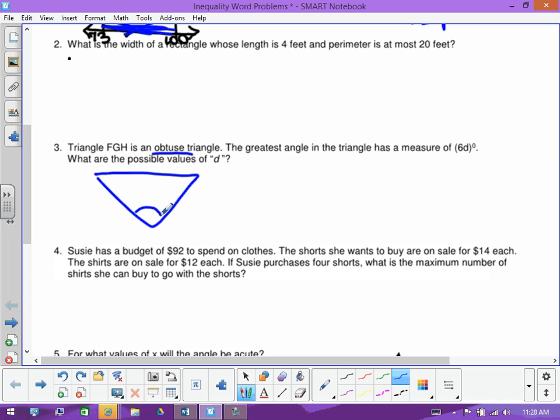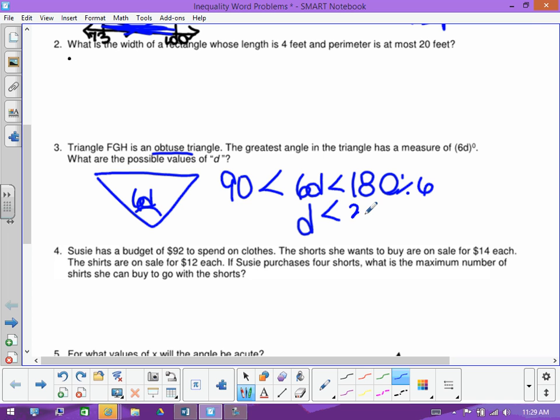So it says the greatest angle in here has a measure of 6D. So from what we just said, 6D has to be between 90 and 180, because that's what obtuse means. Okay, so the whole angle, 6D, has to be between those. Well, just think about the middle. We're trying to get D. So whatever D is, we're going to multiply by 6. How do you get rid of the 6? Divide. Okay, what's 180 divided by 6? What's 90 divided by 6? 15. So that means that D, the variable we're multiplying by 6, is between 15 and 30.